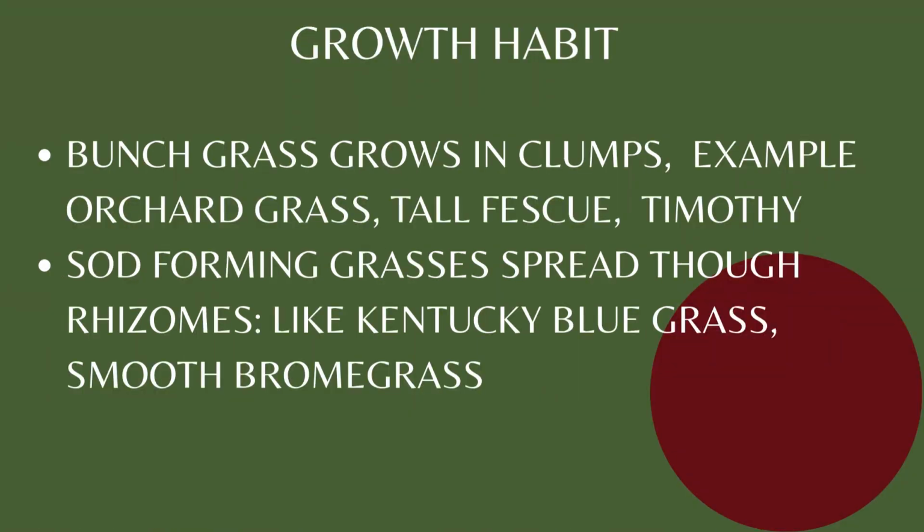We're going to talk about growth habit. This means how the plant grows. Is it a bunching grass, which grows in clumps? You've seen this with orchard grass or tall fescue, timothy, or does it form more of a sod like Kentucky bluegrass or brome grass? This is your first identifying clue on what a grass might be.